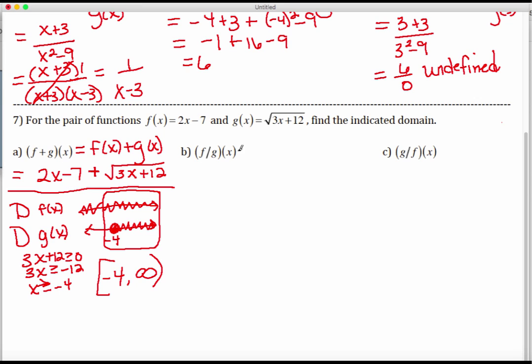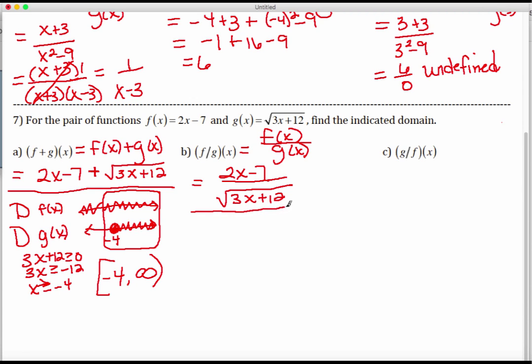Okay, so let's go ahead and do f divided by g, which is f of x over g of x with a fraction bar. And my f of x function is 2x minus 7. My g of x function is the square root of 3x plus 12. And that's as simplified as it can get. And we are going to use the domain that we found in the A part of the problem.